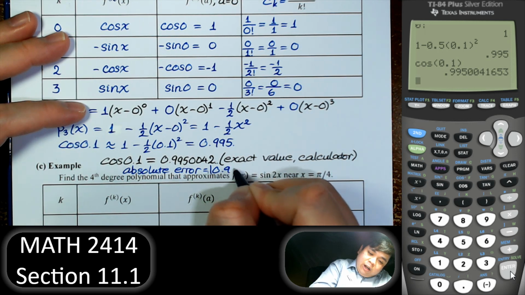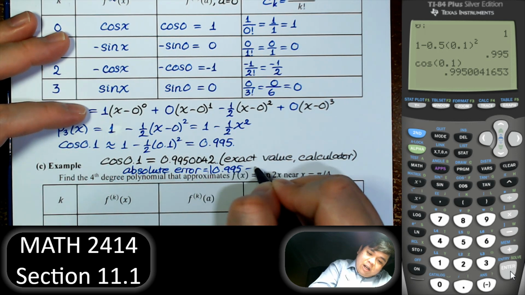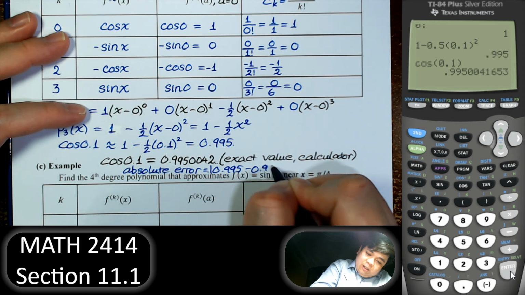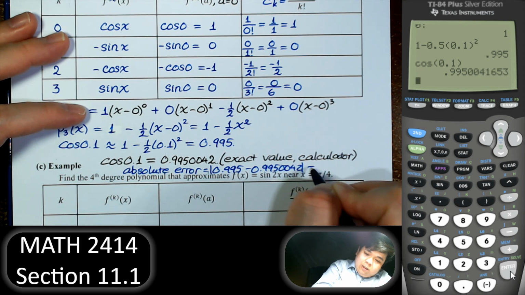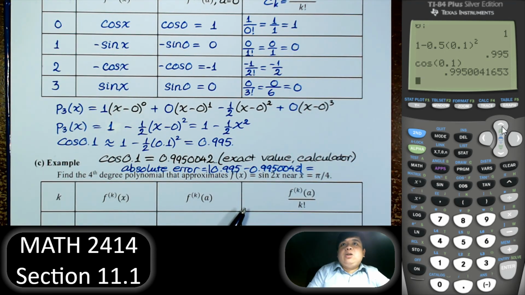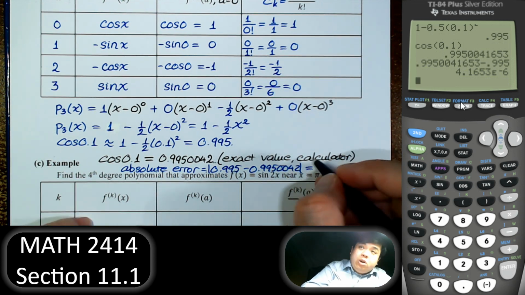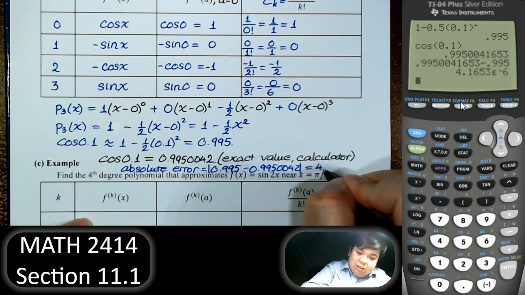So 0.995 minus that. We just take the bigger number and subtract the smaller one. Right, so we have that. So this is extremely accurate.